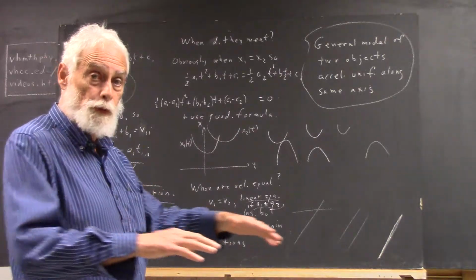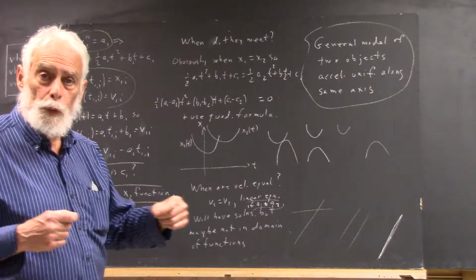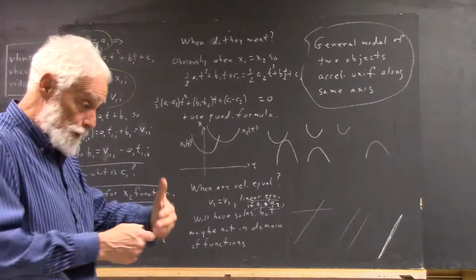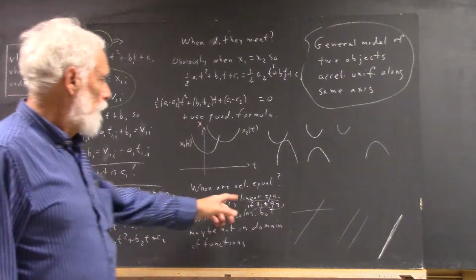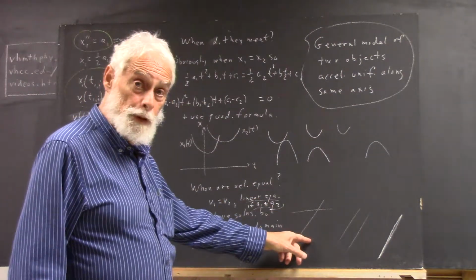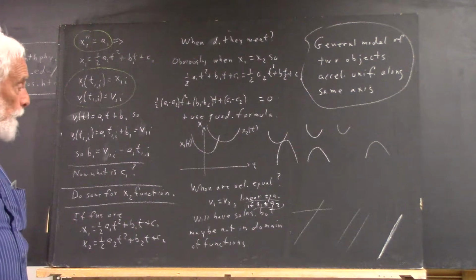So you have infinitely many points of intersection. That means the two just move together. Or at least their velocities always match. Okay, it doesn't mean they're necessarily at the same position. If A1 is not equal to A2, the slopes are going to be different because the slopes are just A1 and A2.